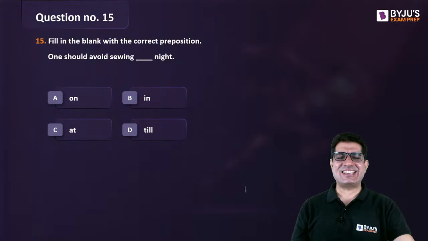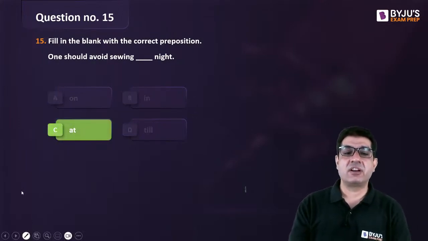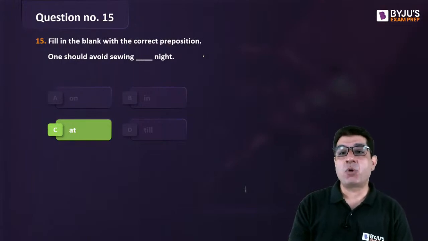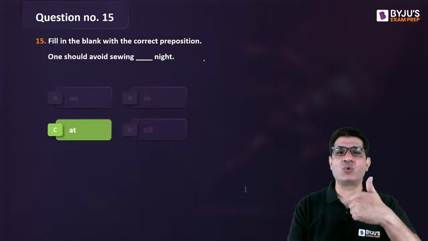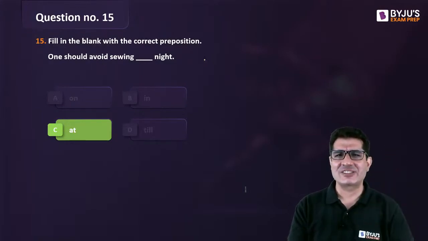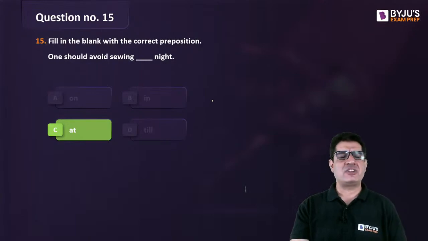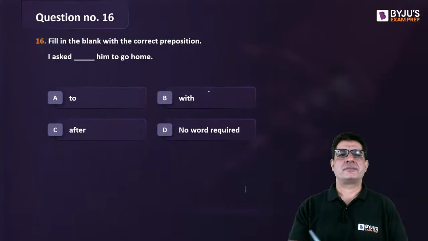Yes, C. C it is. Now you realize it can at times be a little weird. So we say in the morning, in the evening, in the afternoon, but we say at noon, at night, at dawn, at dusk. So C it is. You guys have definitely managed to spot it correctly. So with night we use at, with morning, evening, afternoon we use in. Okay, the next one.